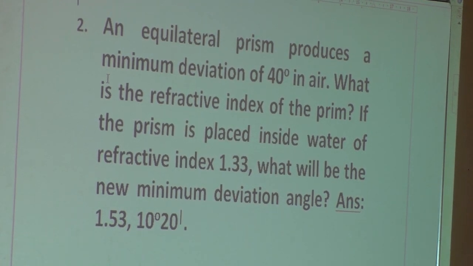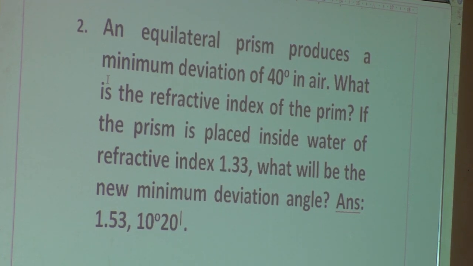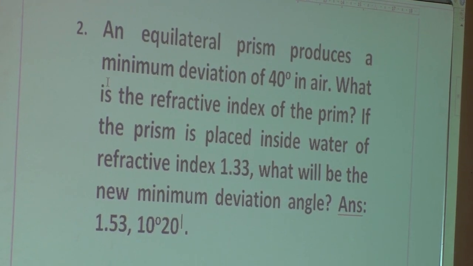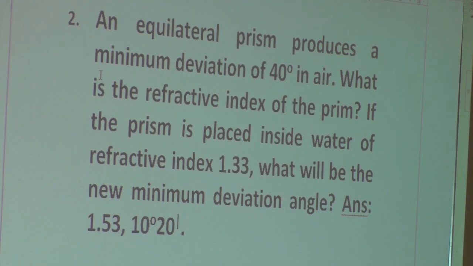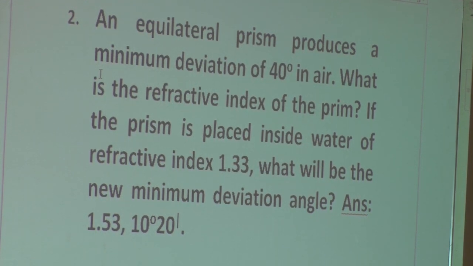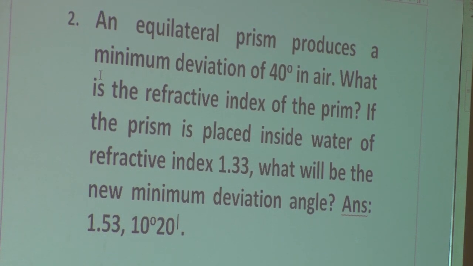So we have to use the minimum deviation position formula, because purposefully in the problem it is mentioned clearly that it is minimum deviation. So you are not allowed to use A is equal to r1 plus r2. You are not allowed to use D is equal to i1 plus i2 minus A. That is not possible. Only minimum deviation formulas. Okay? We will come back to the problem.